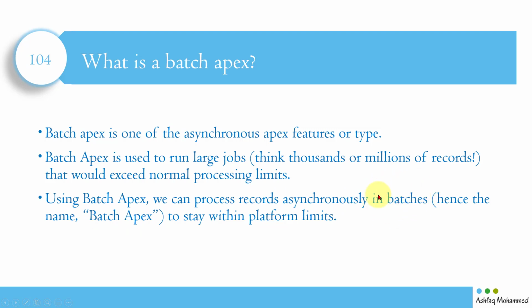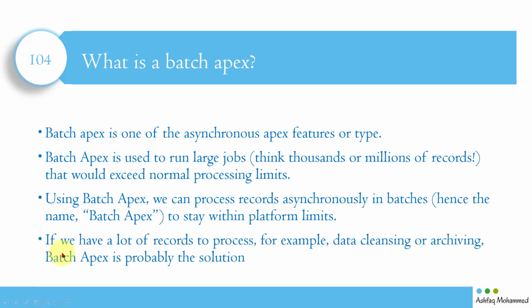I'll give you a small example. If I have 10,000 records, it will divide the 10,000 records into batches of 2,000. So how many? 5 batches. It will create 5 batches, and hence the name batch apex, to stay within the platform limits. This is important. If you have a lot of records to process, for example, data cleansing or archiving, batch apex is probably the solution.